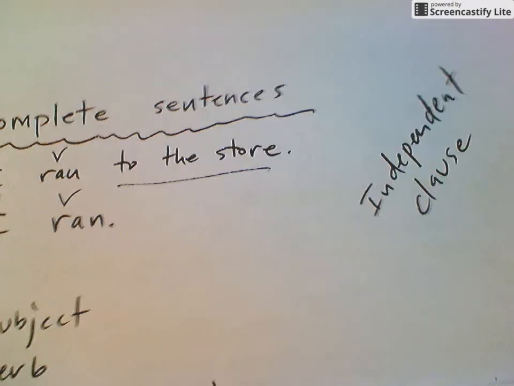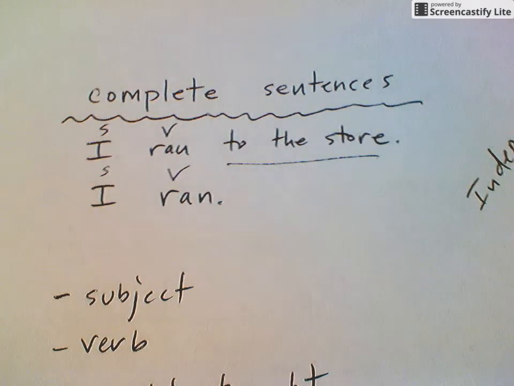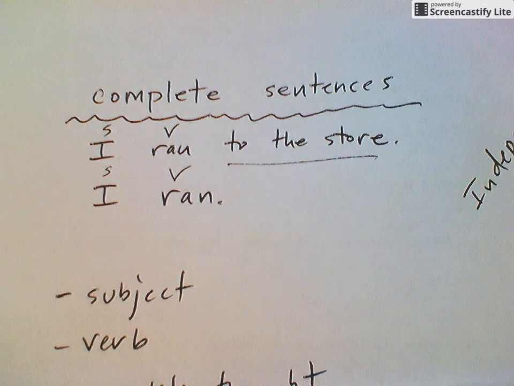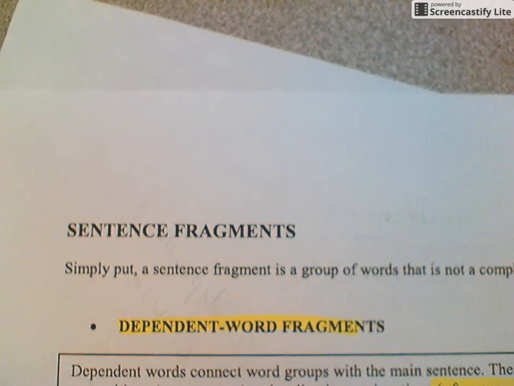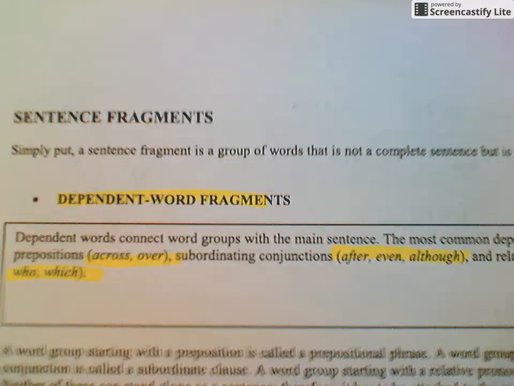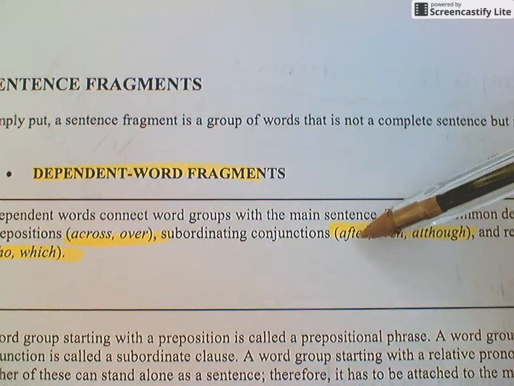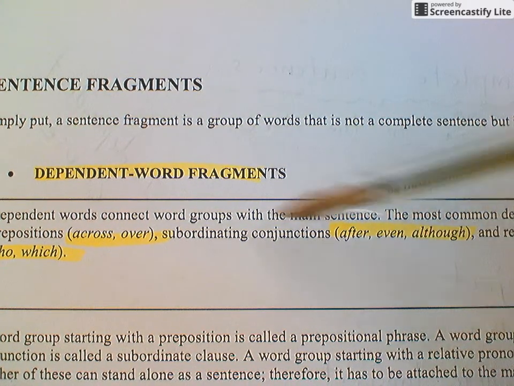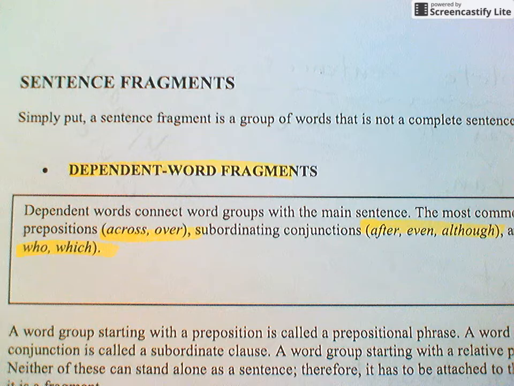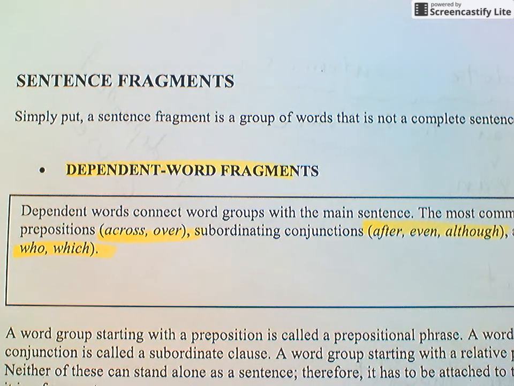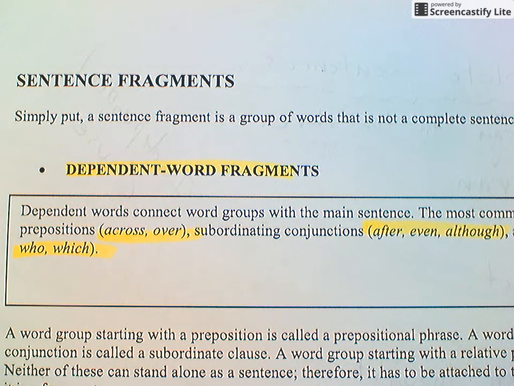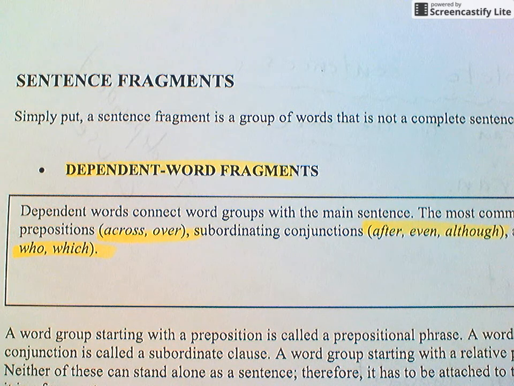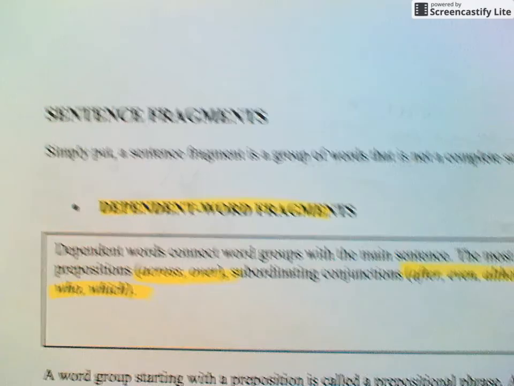But for now, what I'm concerned about is that you write incomplete sentences. So here are some ways that students write fragments. Go ahead and write these down. Here's some ways that students start their sentences and create fragments. If you start a sentence with after, even, although, across, over, who, or which, and you don't put a comma in the middle of the sentence, if you start off your sentence with what we call a subordinating conjunction or a dependent word, we can oftentimes create a fragment.